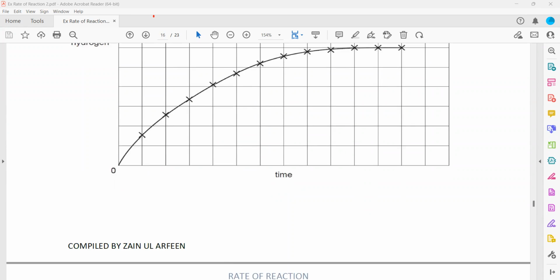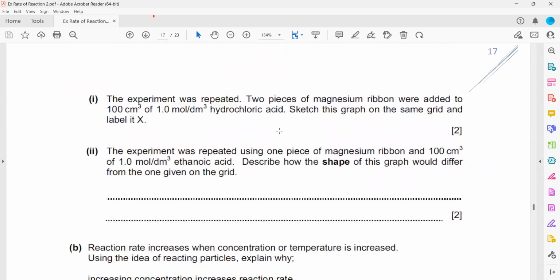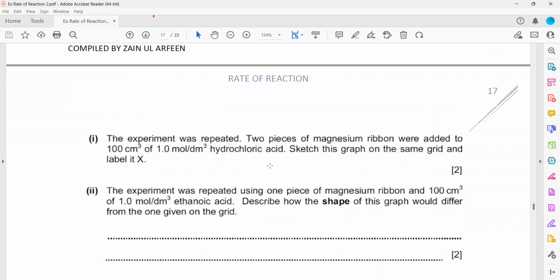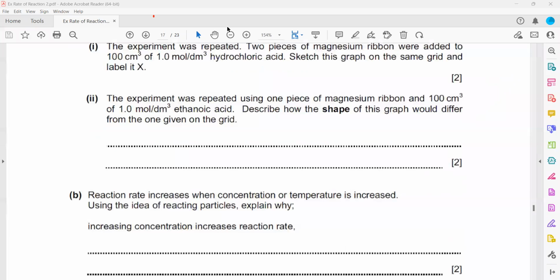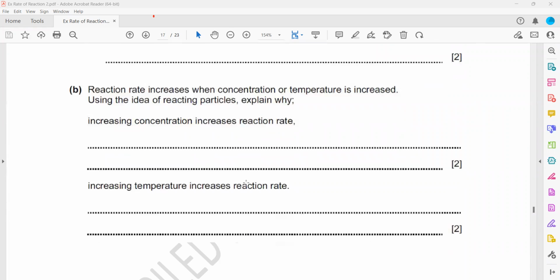With reference to the graph, the first marking point is less steep, because they say state and explain, describe the shape, how it differs from the one. So how would the shape differ? Number one, it will be less steep. Number two, it will take longer time. So this is how the marks are distributed. Lower gradient, longer time for the reaction to complete. Or smaller gradient and longer time, takes more time.